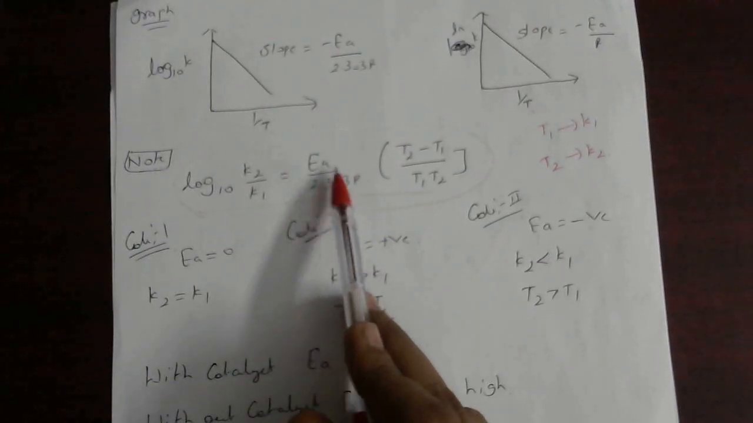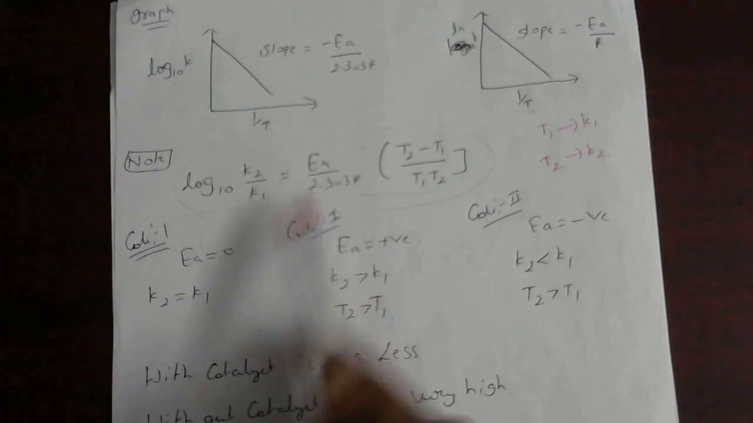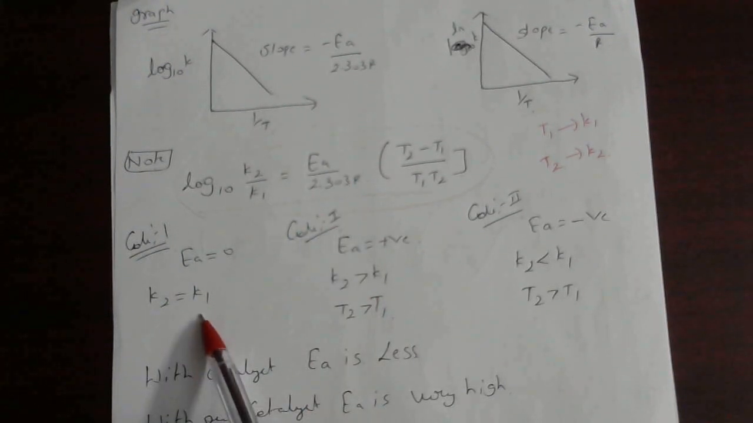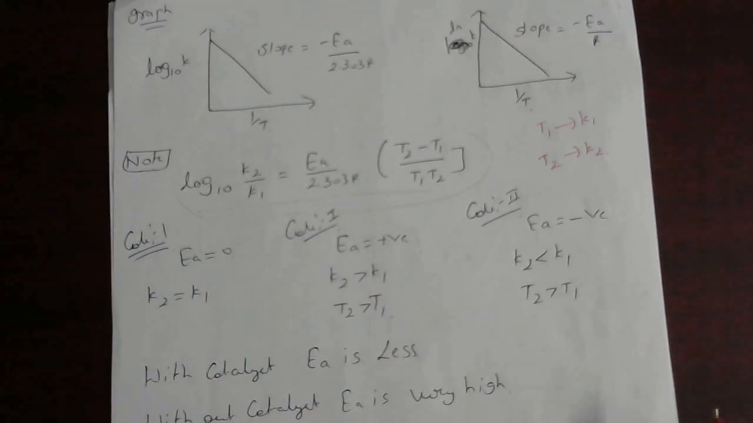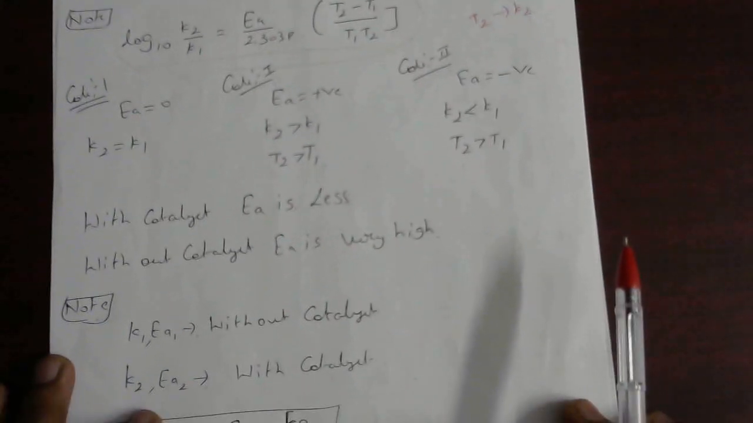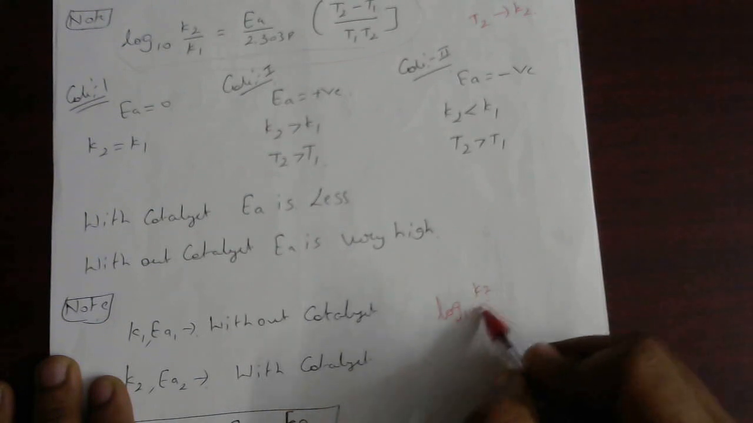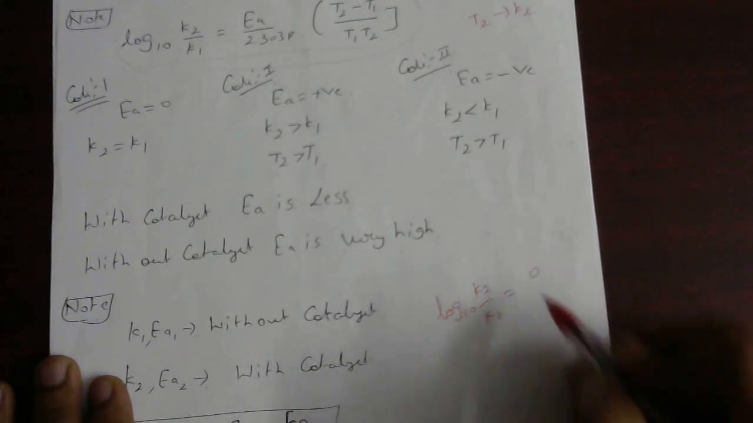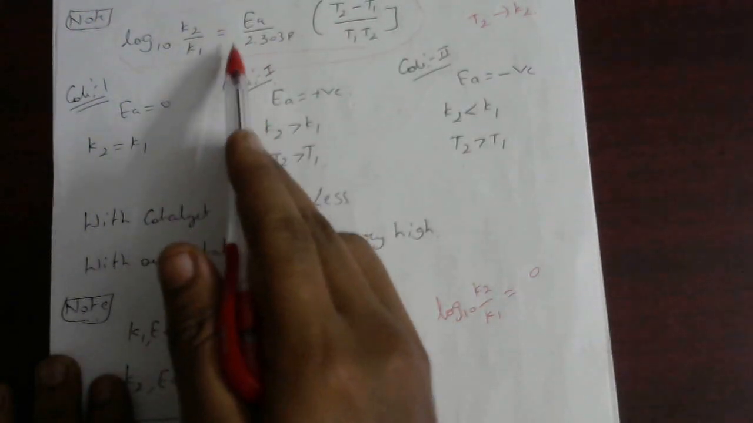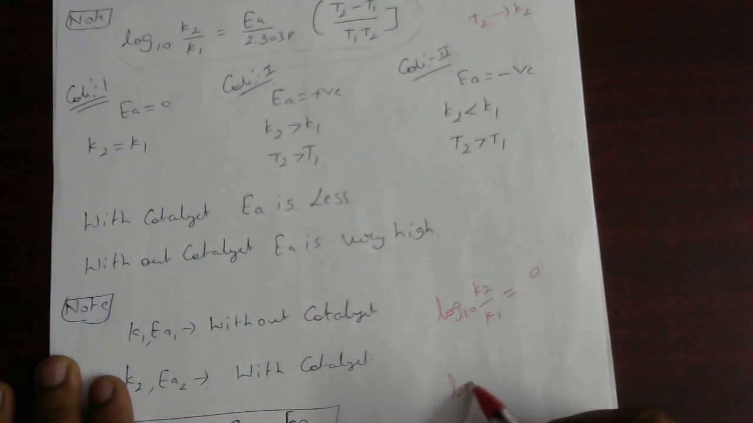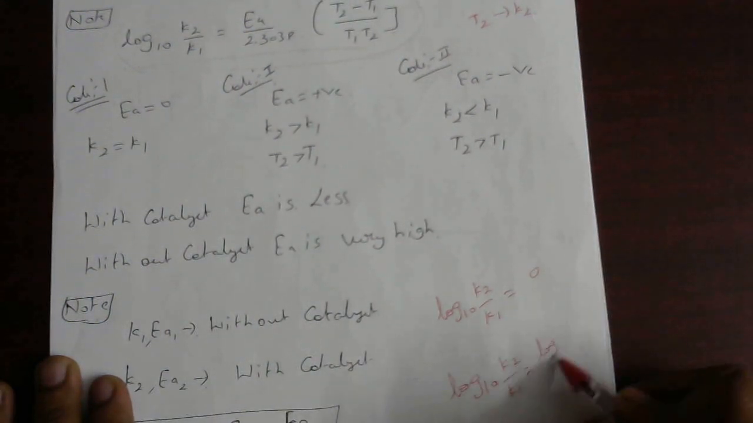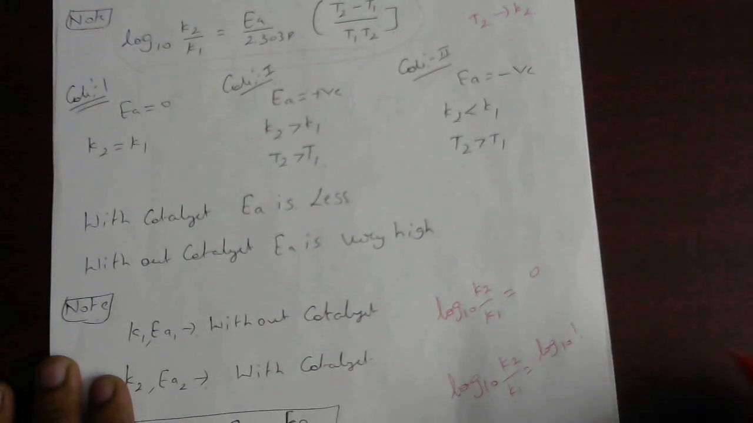So case 1, keep EA equal to 0, you will be getting K2 divided by K1. Clear? Hope no need of explaining it. If you want, let me write here, log to the base 10 K2 divided by K1, which is nothing but 0. If you keep here EA equal to 0, this whole term will be 0. Log to the base 10 of K2 divided by K1 equals log to the base 10 of 1. Log 1 value is only 0. Cancel, cancel. So K2 equal to K1. Clear?